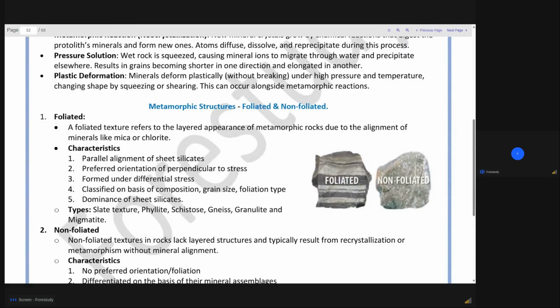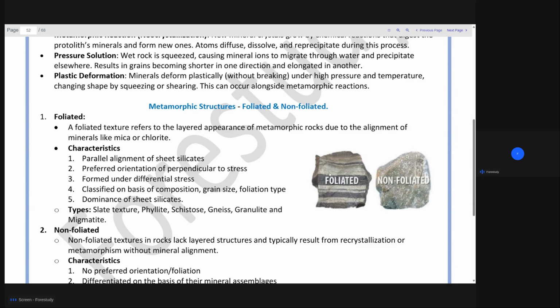So we will talk about foliated and non-foliated metamorphic structures. Foliations are actually a planar fabric. Foliated texture refers to the layered appearance of metamorphic rocks. Here you can see the layered appearance. This results because of foliation, and these are actually planes of weakness.